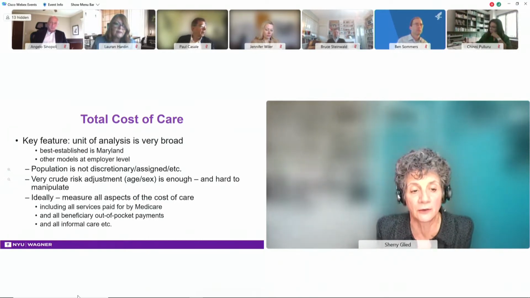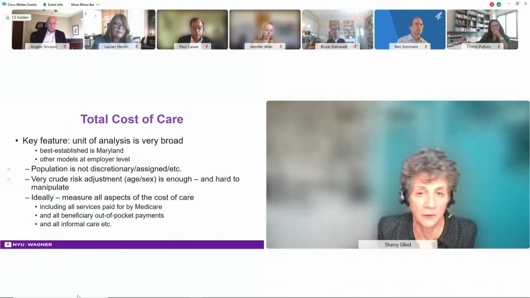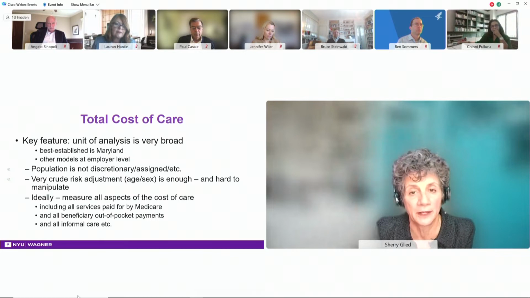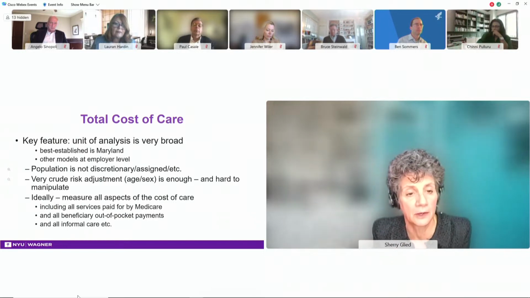And ideally, you measure all aspects of the cost of care. So you want to think about the services that are paid for by Medicare. You want to think about all beneficiary out-of-pocket payments. You also probably want to think about things like informal care, because if what we're doing is shifting burden to informal care, at least we ought to know that that's what we're doing, whether it's the right thing or not. So some examples going forward. Next slide.